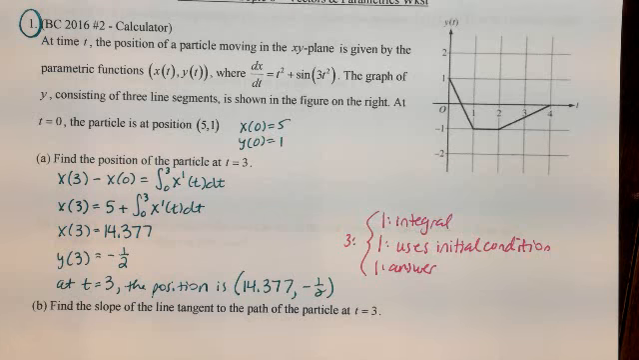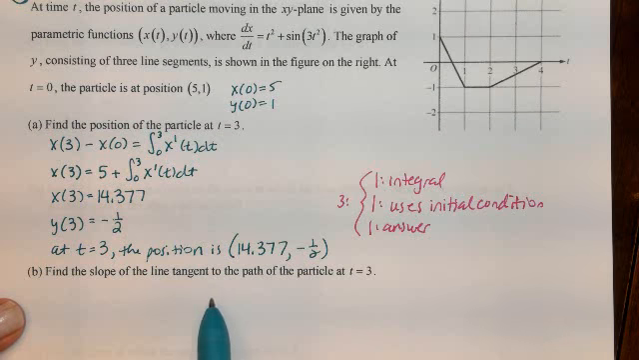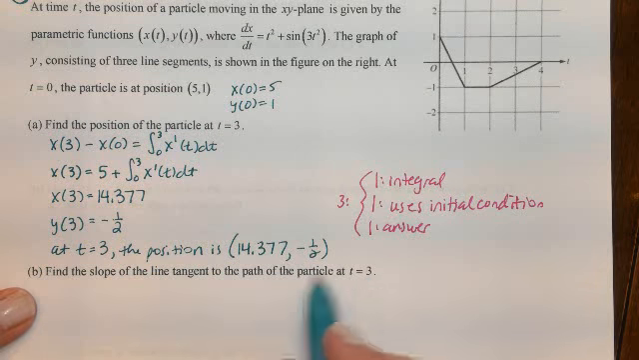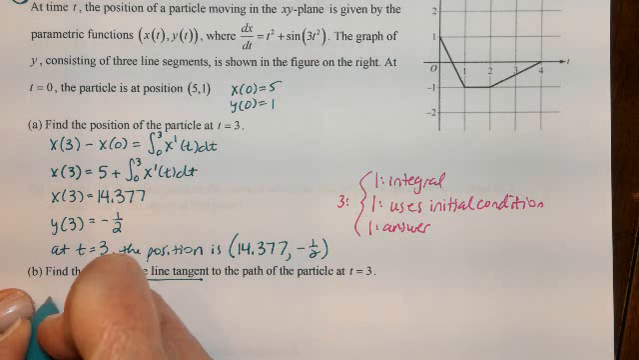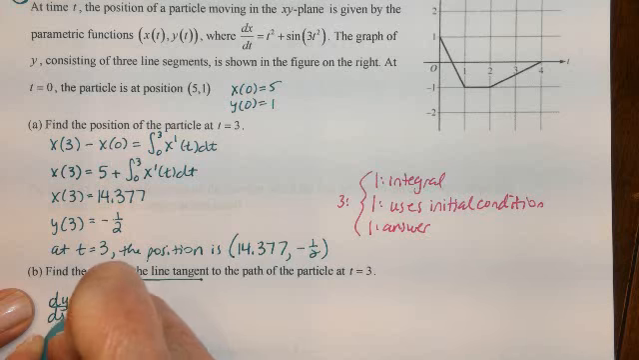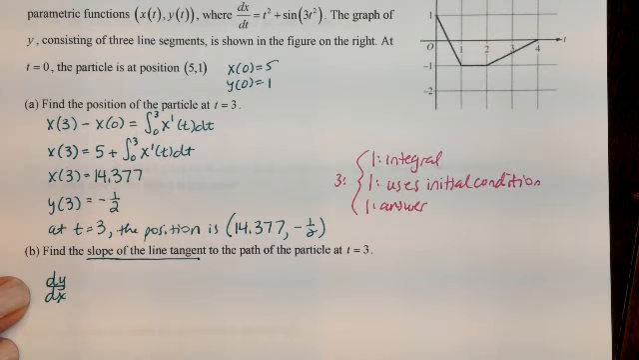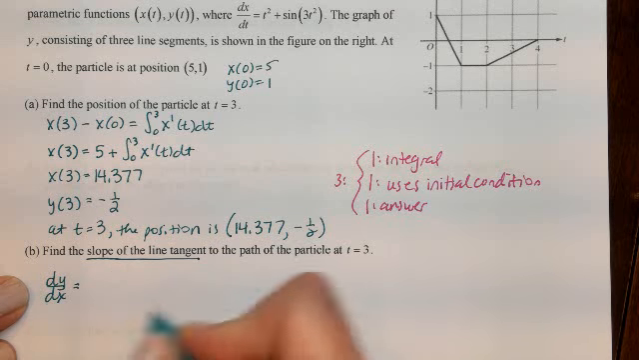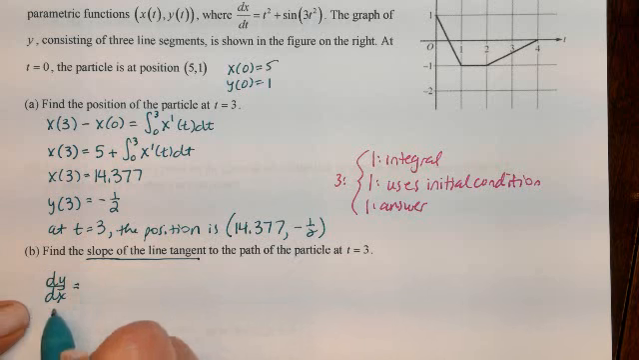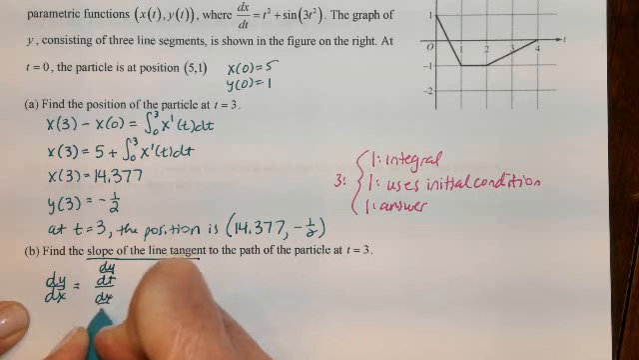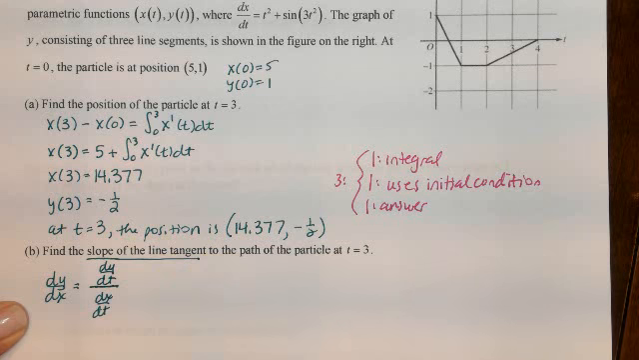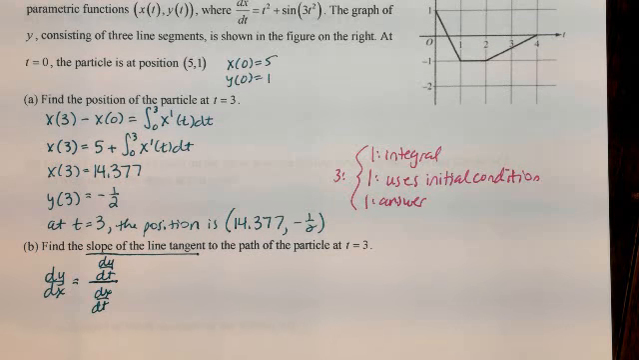Okay, part B, find the slope of the line tangent to the path when time is 3. We need to know something about the slope of the line tangent. Slope of the line tangent is always dy/dx, always. I don't care if you're in function mode, parametric mode, polar mode, slope is always dy/dx. So if we are in parametric mode, dy/dx is dy/dt over dx/dt. And I'm sure once I write that, you all will remember that. But maybe up until then you didn't.